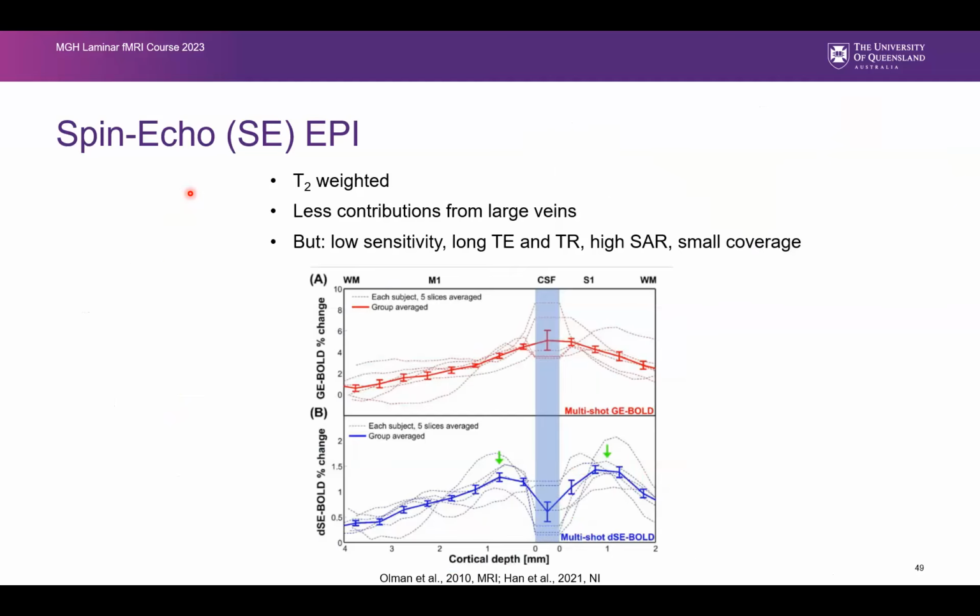But there's a big but. So it has quite a low sensitivity. Obviously, you're removing most of the signal, with long TEs and TR, so it's not very efficient. It has very high SAR, so that's the specific absorption rate. That's how much RF power you can actually put into your subject. And usually coverage is quite small. So it's quite a challenging technique to use.